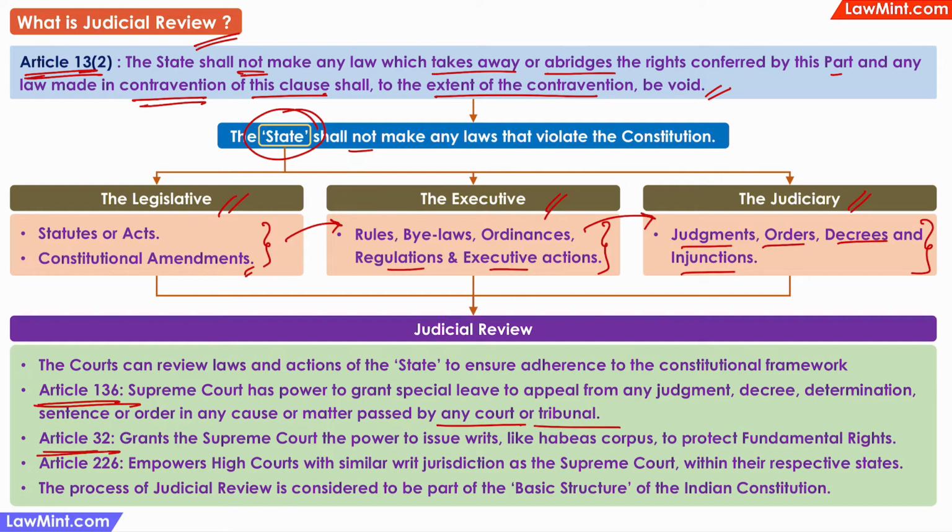Under Article 32, the Supreme Court can issue writs like habeas corpus to protect various fundamental rights. And Article 226 empowers the High Courts with a similar writ jurisdiction as the Supreme Court, but within their own respective jurisdiction, which is usually the state where the High Court is located. And in various landmark judgments, the Supreme Court has held that this concept of judicial review is a part of the basic structure of the Constitution itself, and the legislature cannot amend the Constitution to take away this process of judicial review.